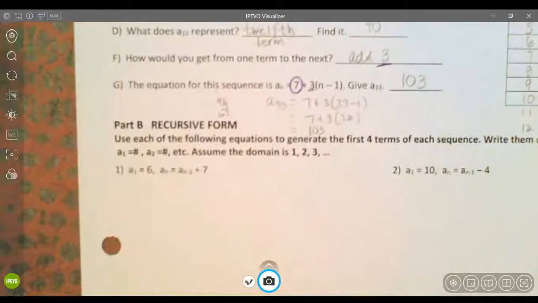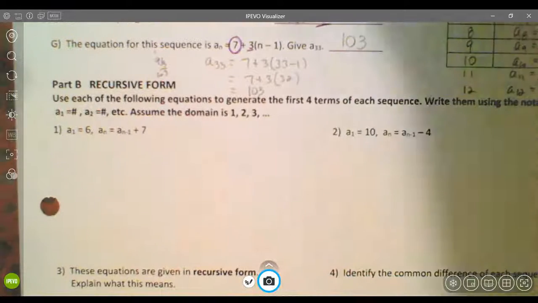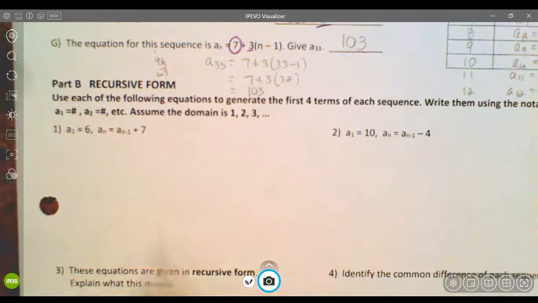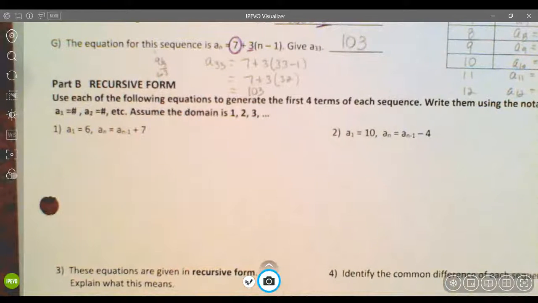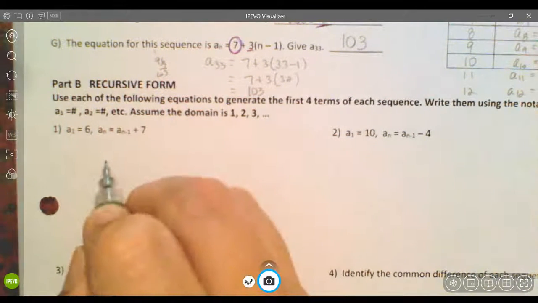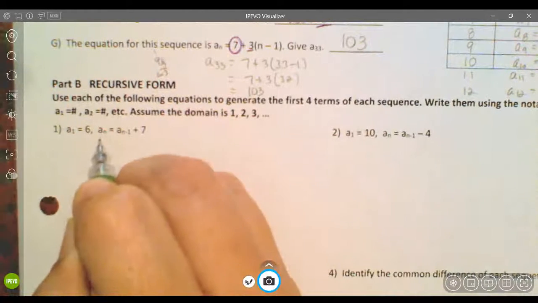It looks like the first thing we want to talk about is the recursive form. That's the first subsection here. When something recurs, that means it goes on, it happens constantly. Use each of the following equations to generate the first 4 terms of each sequence. Write them using the notation. Okay. They tell me a sub 1 is 6. My first term is 6. I'm going to use my term numbers here to help me out.